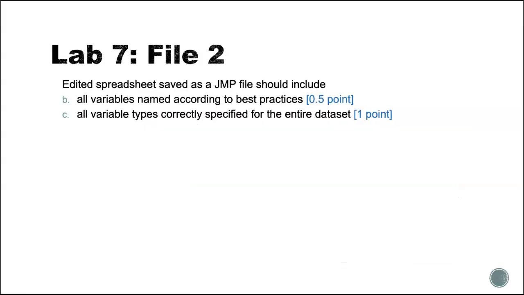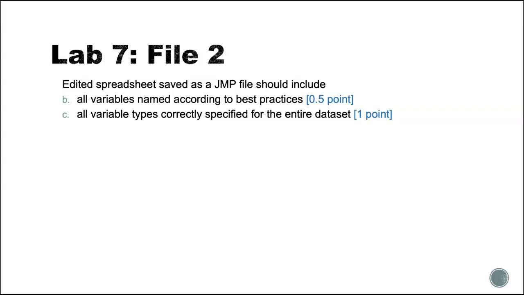So for file number 2, you'll need that JMP file. Make sure all of your variables are named according to best practices. So you shouldn't have the actual questions that were asked in your survey in the JMP file. You should have really short, meaningful names for the variables. They should be following best practices. So for example, you shouldn't have spaces in there. You should have underscores in place of those spaces. So please make sure you've reviewed the best practices for naming variables.